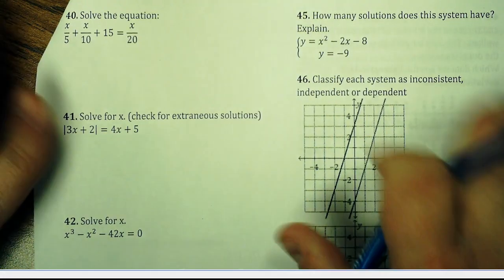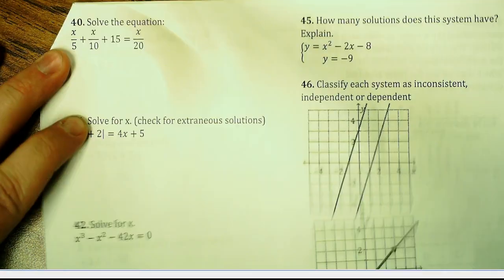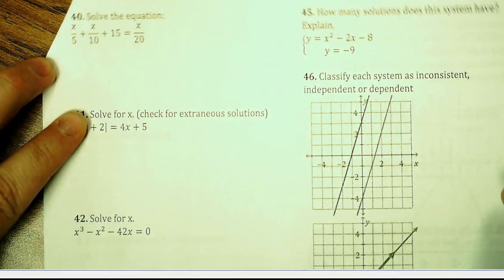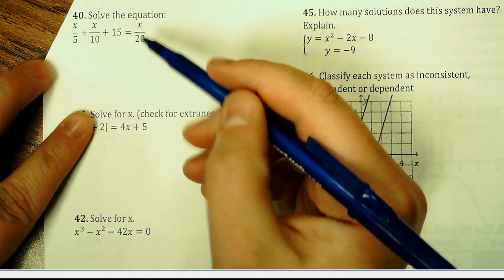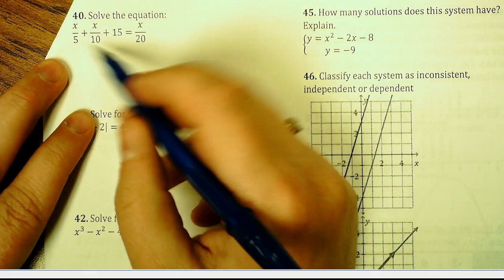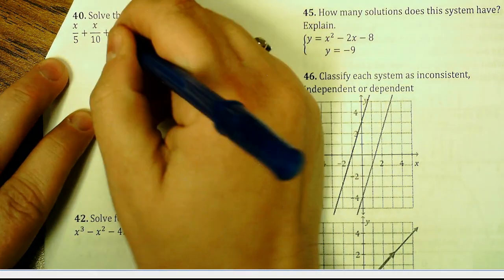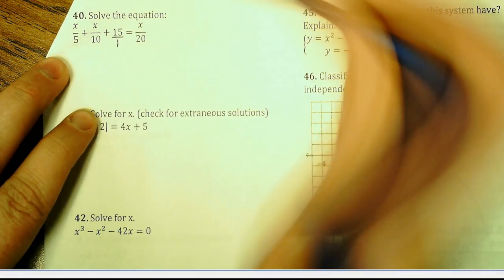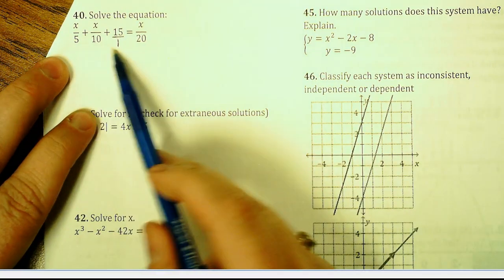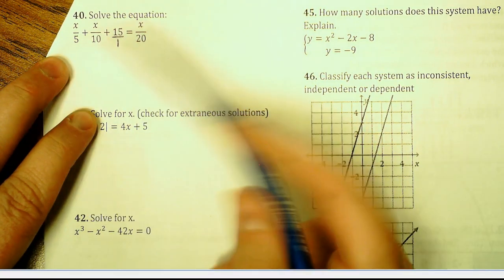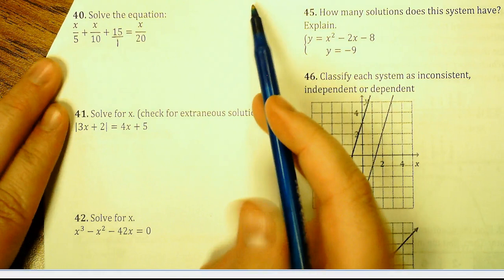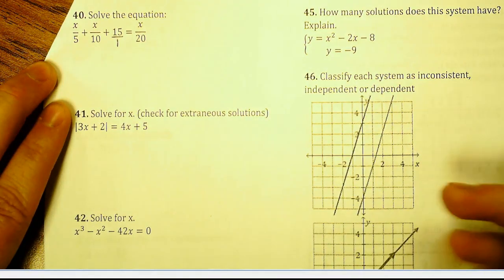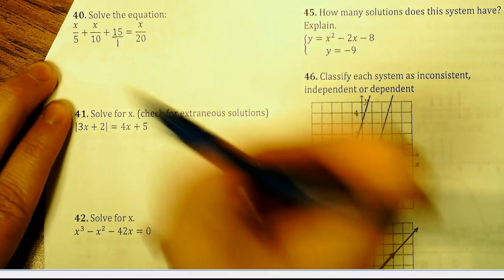Number 40. This looks really complicated. I would tell you the easiest way to do a problem with all these fractions like this would be to find a lowest common denominator. This would just be 15 over 1 between all of the denominators and multiply everything on both sides by that number. That'll cancel all the fractions out and I think make it a lot easier to work with.